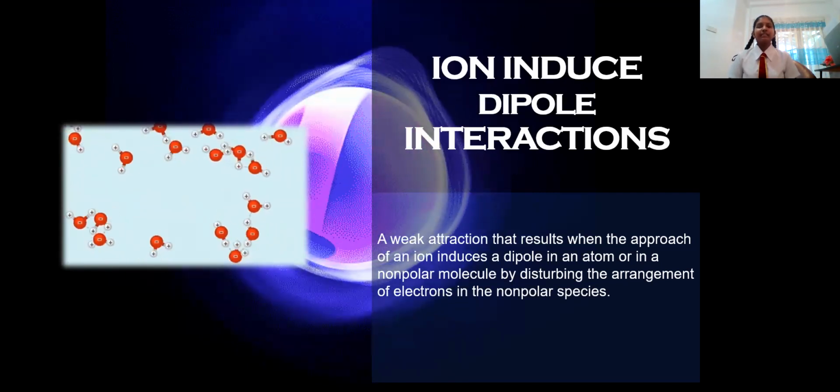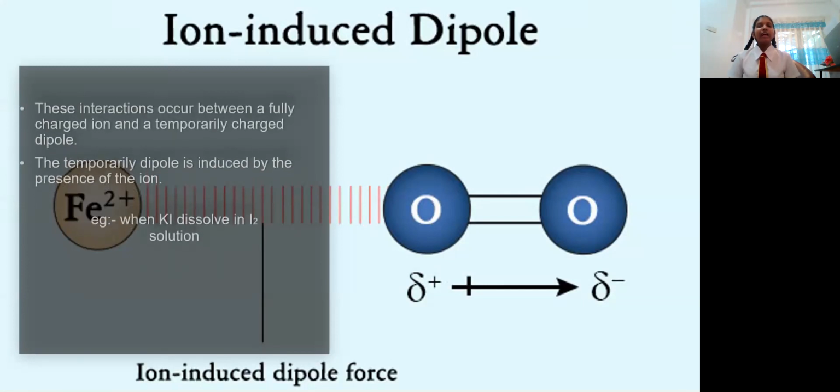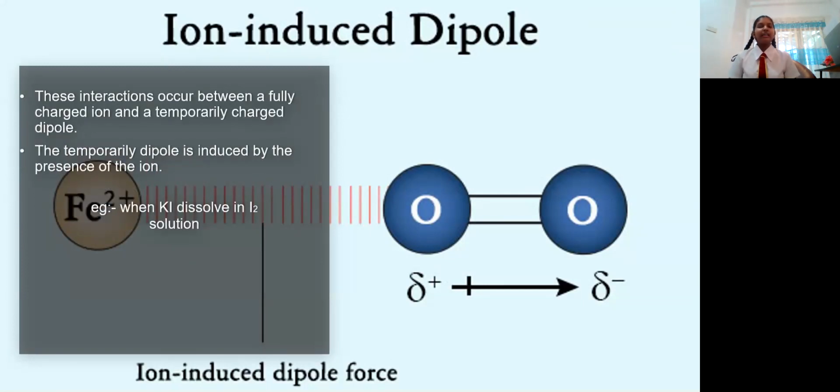So, now let us consider further facts about these types of interactions. An ion-induced dipole force occurs when an ion interacts with a nonpolar molecule. These interactions occur between a fully charged ion and a temporarily charged dipole. Dissolving of potassium iodide in iodine solution is an example of these types of interactions.